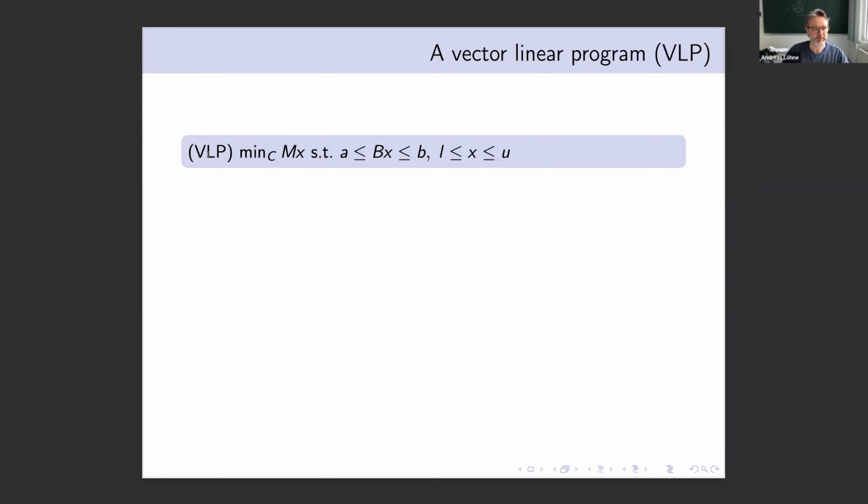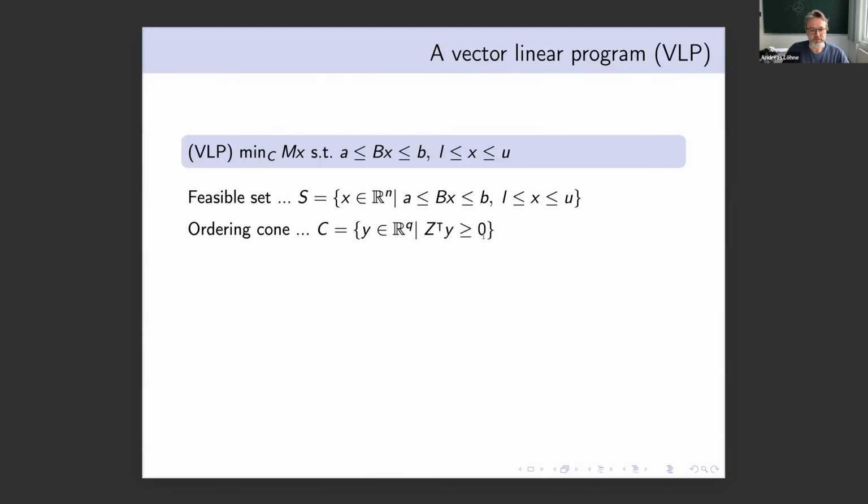I use the following notation. I say vector linear program if an ordering cone C is involved, and in case of the trivial ordering cone, I say multiple objective. This is my convention here. So we have the same constraints here. We have this objective map, this matrix here, and we minimize with respect to some cone. The feasible set is this set. This is clear. The ordering cone is assumed to be polyhedral, can be given by a matrix here.